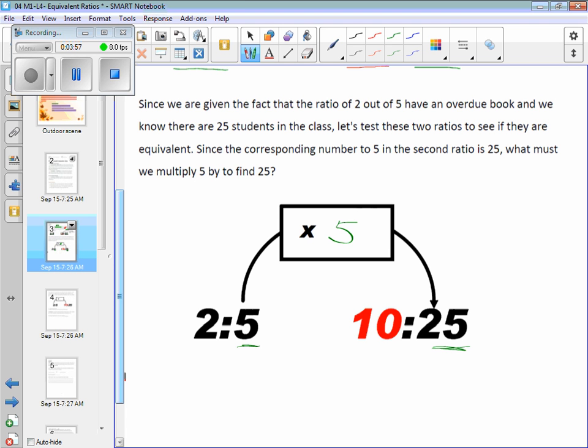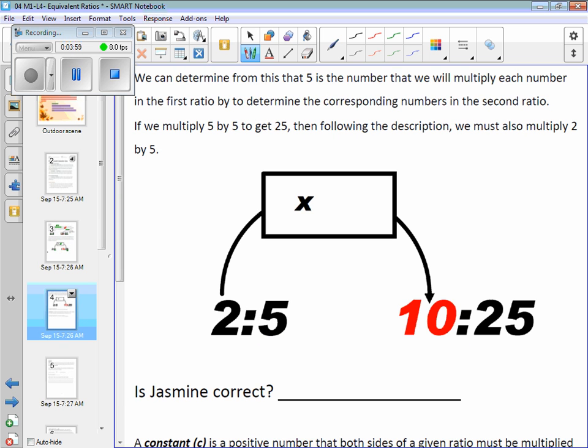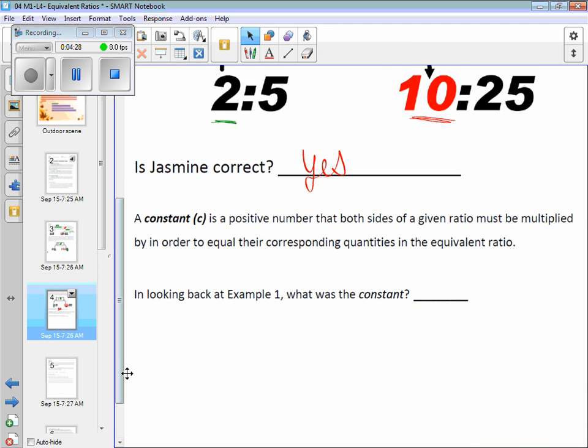Now we'll go on to the next page. And if 10 is an accurate number, then what we should be also able to do is take the first part of the ratio, the 2 and the 10, and is 2 times 5 10? Therefore, this is the right number. It is an equivalent ratio, so she is right. Write the word yes for is she correct? She is.